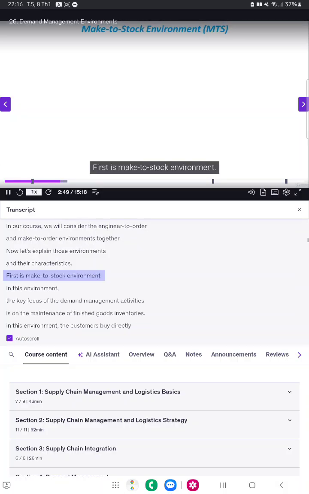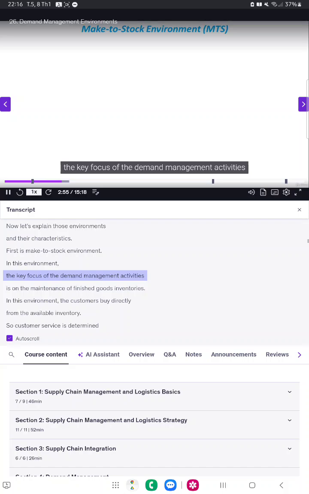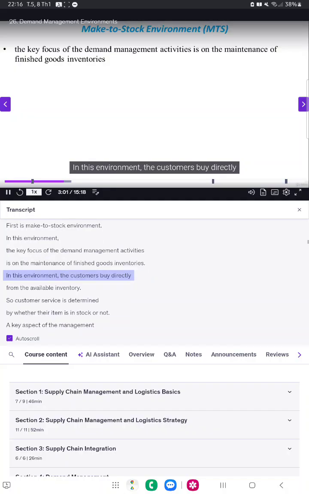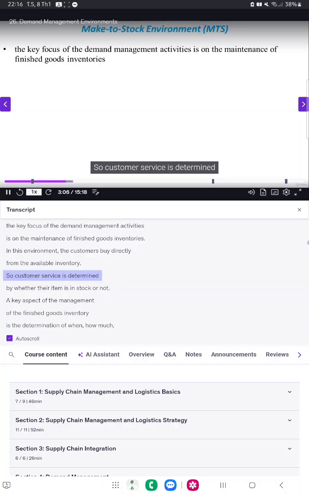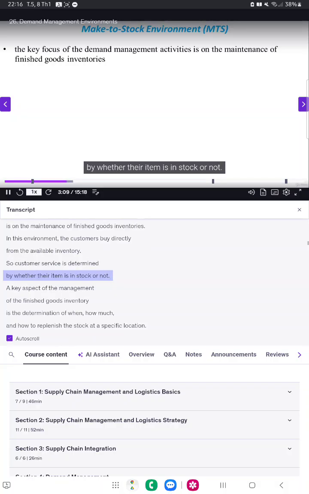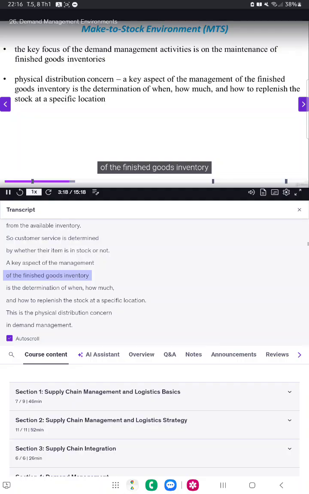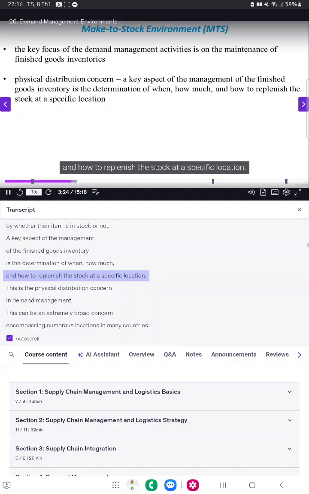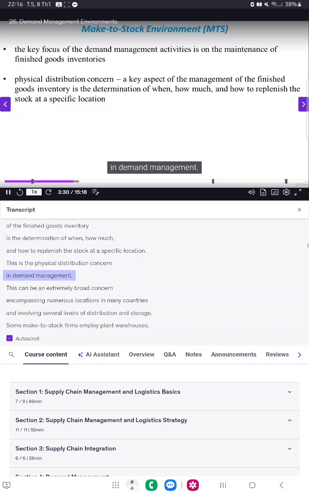First is the make-to-stock environment. In this environment, the key focus of the demand management activities is on the maintenance of finished goods inventories. The customers buy directly from the available inventory, so customer service is determined by whether their item is in stock or not. A key aspect of the management of the finished goods inventory is the determination of when, how much, and how to replenish the stock at a specific location. This is the physical distribution concern in demand management.